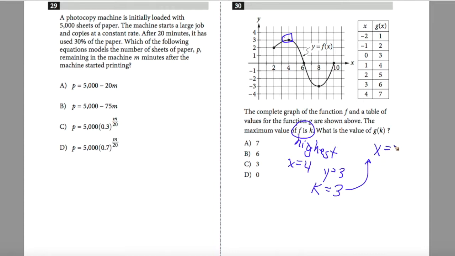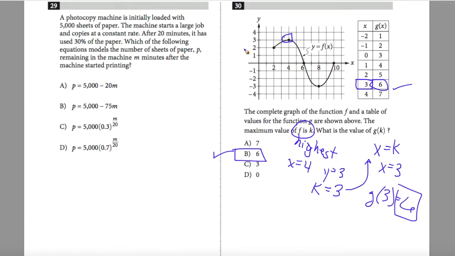So if x equals 3, then my g of x, which is g of 3, is going to be equivalent to 6, when I plug this in here. So if my x here is going to be 3, given the fact that f is k, then my g of x is going to equal 6 total. Therefore, that would make 30 B, because my g of 3 would equal 6 according to my graph. 30 is B.